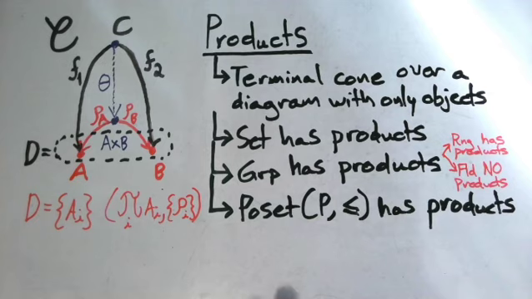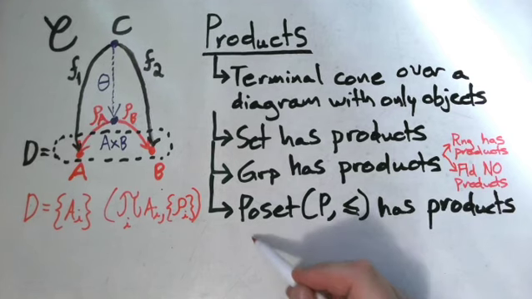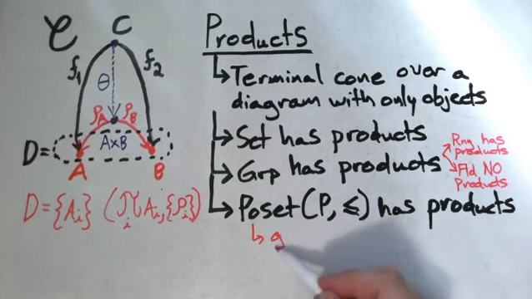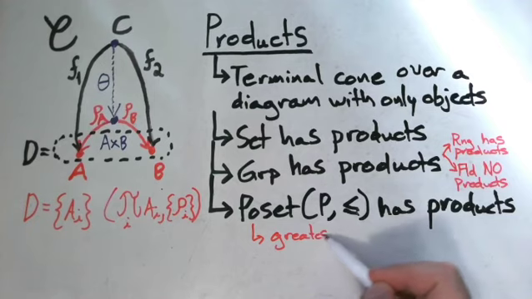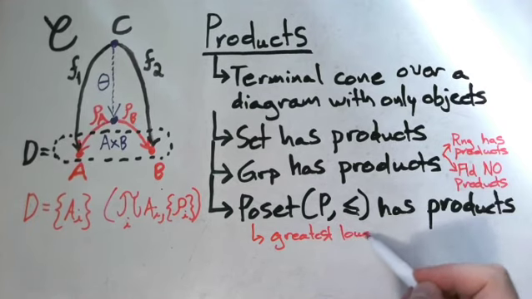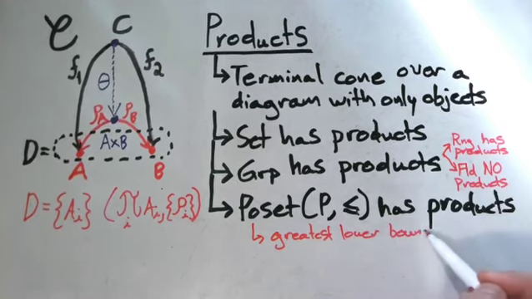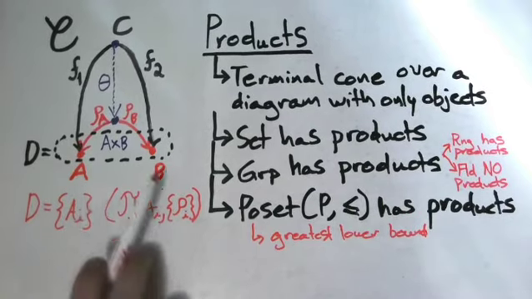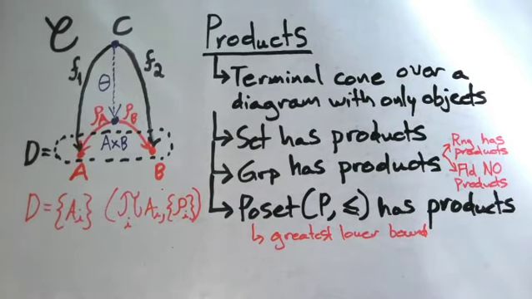And finally, we saw that a partially ordered set has products, and it might not be what we expect, but we found out that that was actually the greatest lower bound of the two objects that are in our diagram, or of the many objects that are in our diagram, right? It could be the greatest lower bound of a whole bunch of objects. So that concludes our discussion on products.